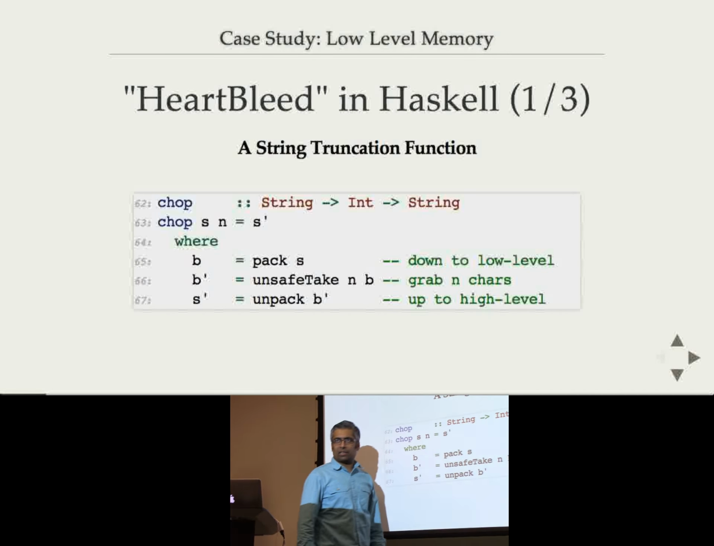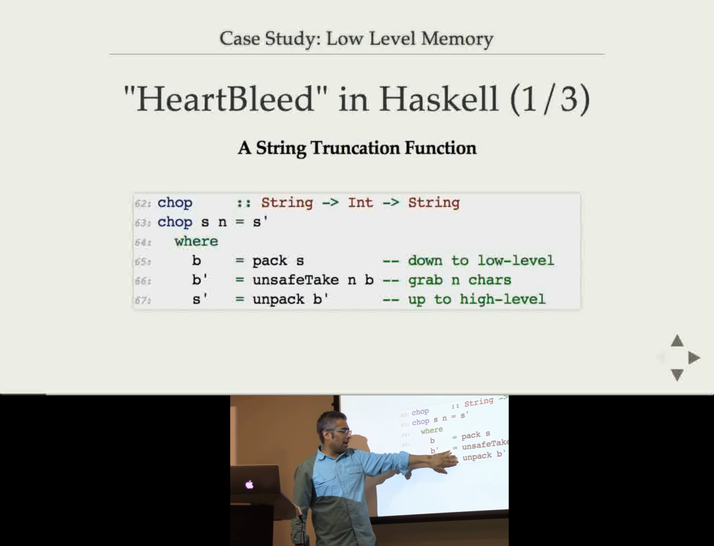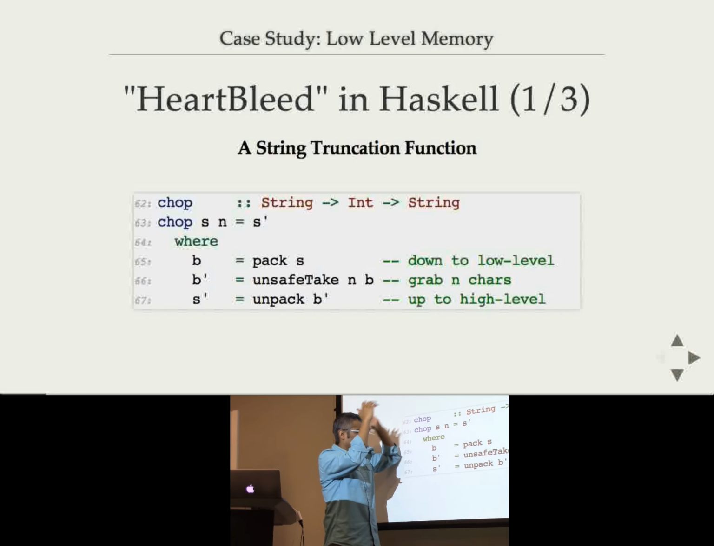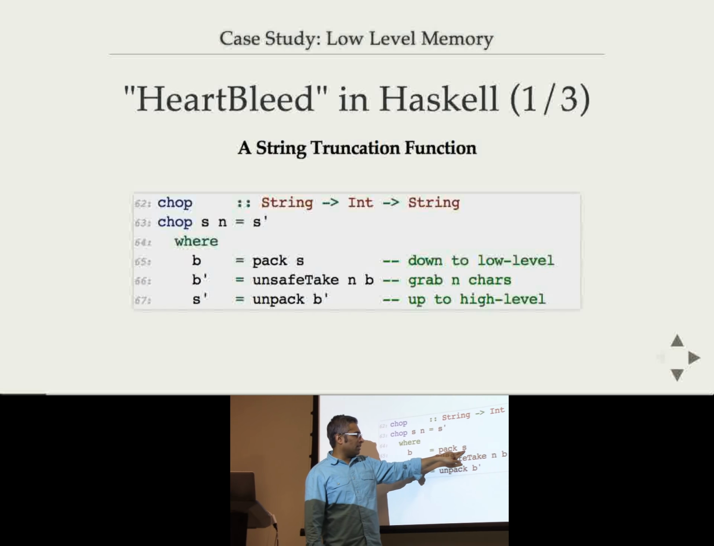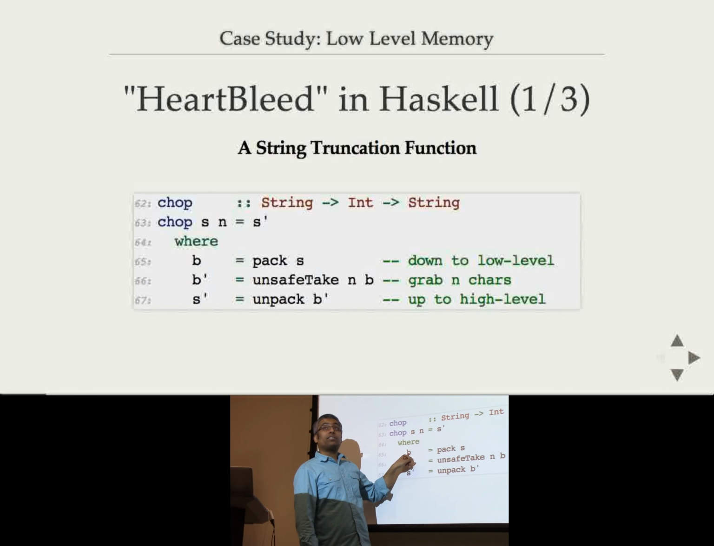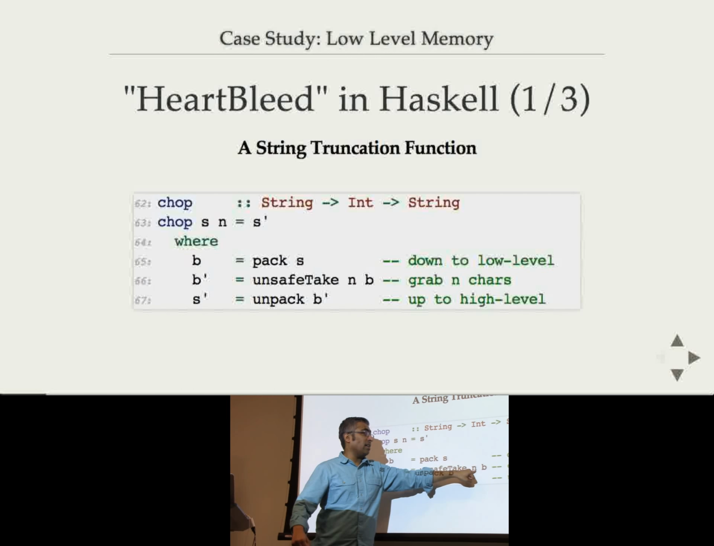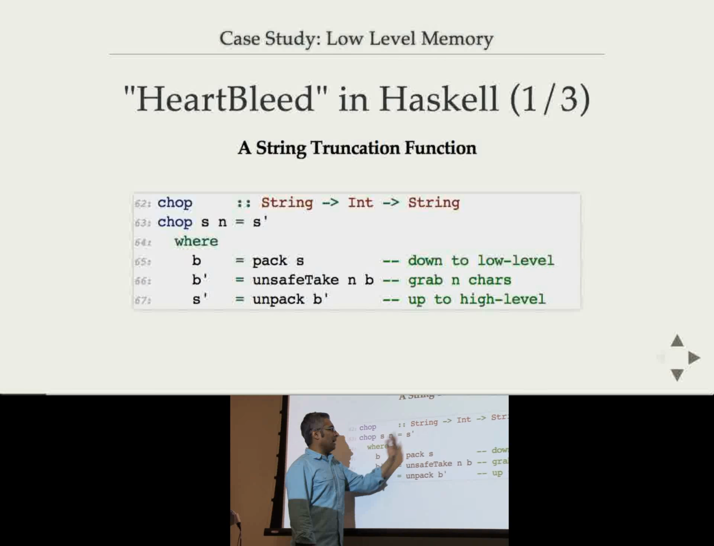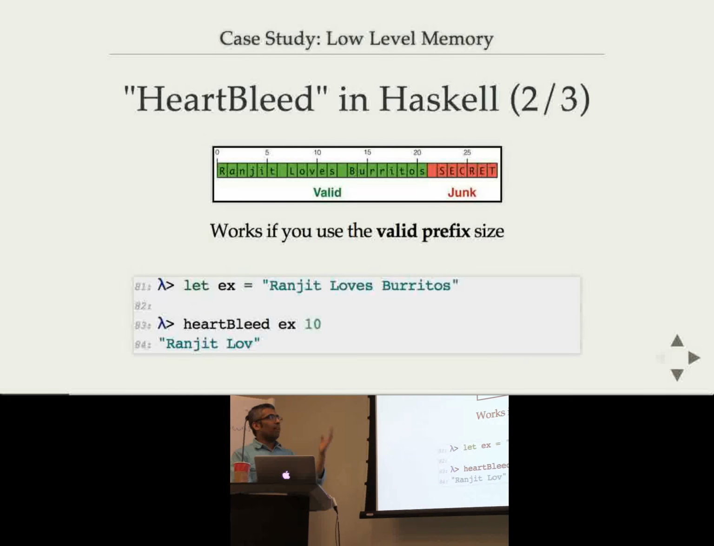So chop takes an s and an n, and it gives you back an s prime. And all of these fellows, pack, unsafe take, and unpack, are from the bytestring library. Data.ByteString, whatever, right? And so here all I'm doing is I take the string s and I pack it and I get some bytestring b. I call unsafe take n on b, which just sucks out the first n characters. I get back some b prime, and then I unpack b prime and I give it back to you as a string. Okay? So this is roughly what happens, right?